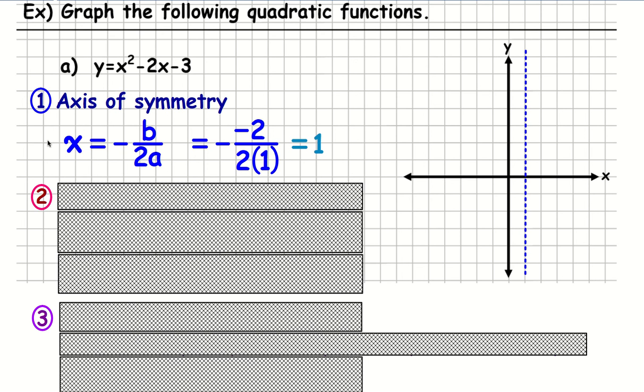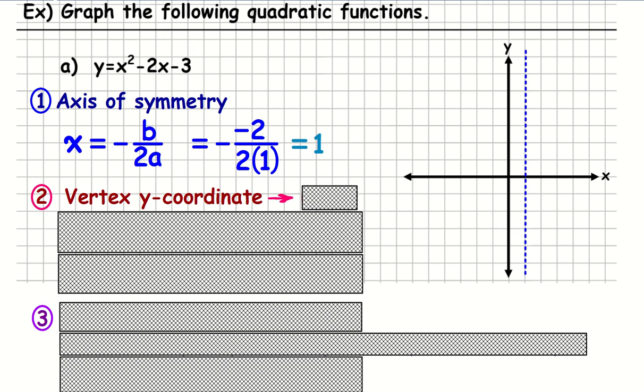That's step 1. Step 2 is we're going to find the other half of the vertex. The reason I say that is because we know our vertex has to be somewhere on this axis of symmetry. So we already kind of know the x-coordinate of our vertex. In other words, our vertex is going to be 1 comma something, because it's got to go somewhere on this axis of symmetry. So here's how we find that question mark, the other half of our vertex.